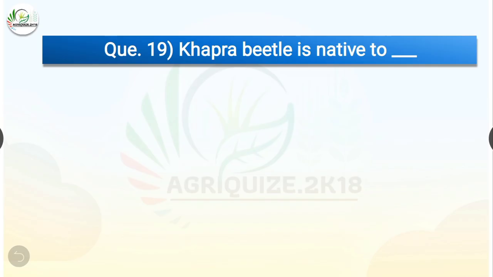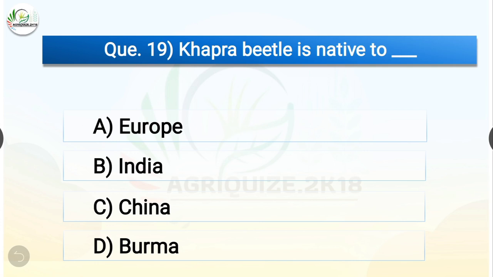Question number 19. Khapra beetle is native to dash. The options are Europe, India, China or Burma. The correct answer is option B, India. So Khapra beetle is native to India.